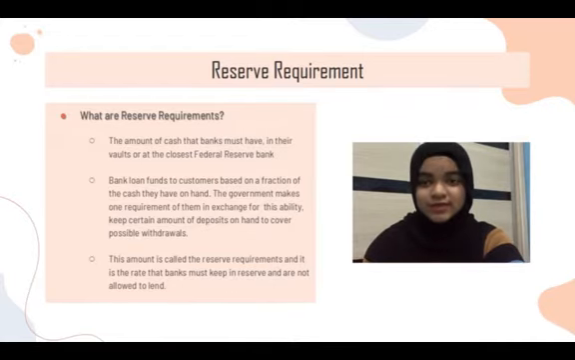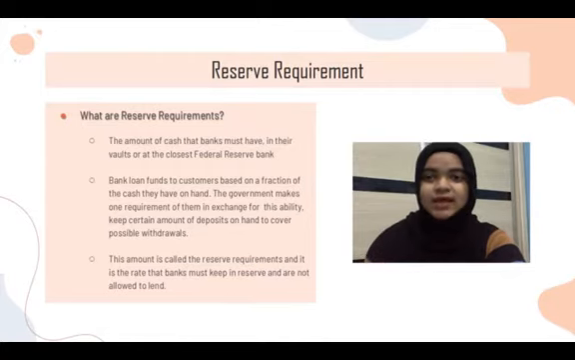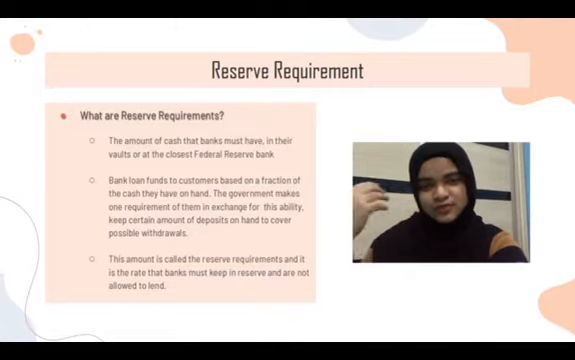Banks loan funds to customers based on a fraction of the cash they have on hand. The government makes one requirement of them in exchange for this ability. They must keep a certain amount of deposits on hand to cover possible withdrawals. This amount is called the reserve requirement, and it is the portion that banks must keep in reserve and are not allowed to lend to customers.